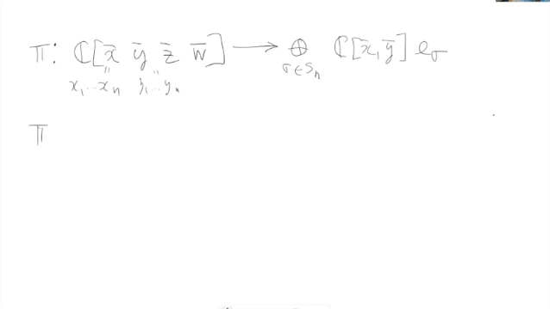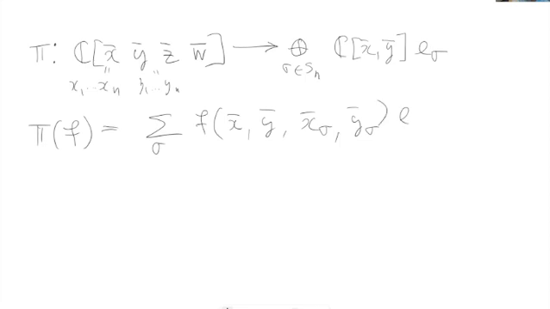And that map is the one which sends F to the sum over all sigma of F of X bar, Y bar, X bar sigma, and Y bar sigma times E sigma.